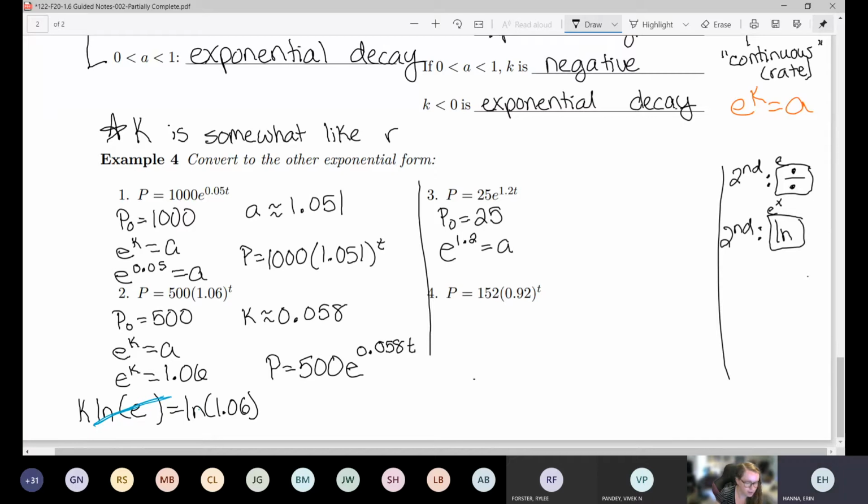Punch that into a calculator, you're going to get that a is approximately 3.32. Once you have a and P naught, you've got all you need. So P naught was 25. What am I writing? A was just found to be 3.32, to the t.